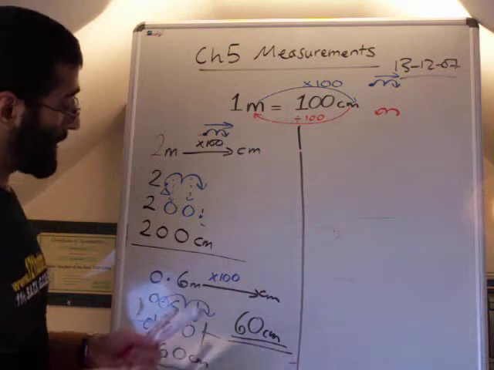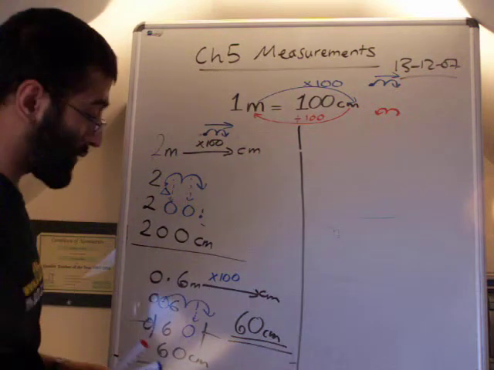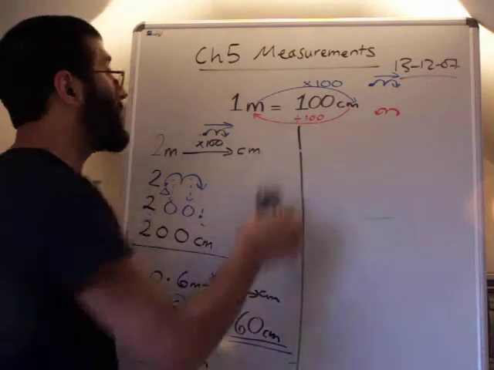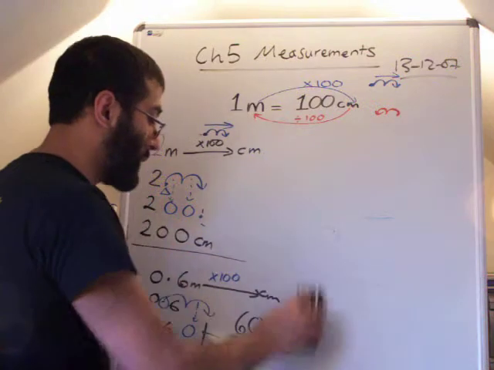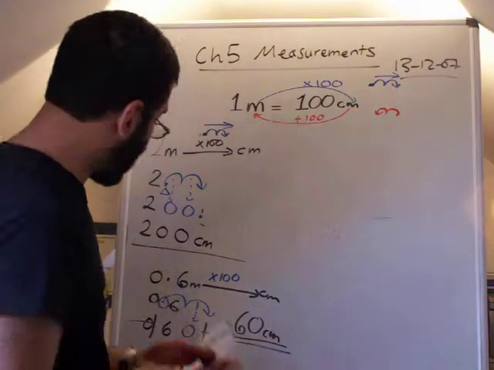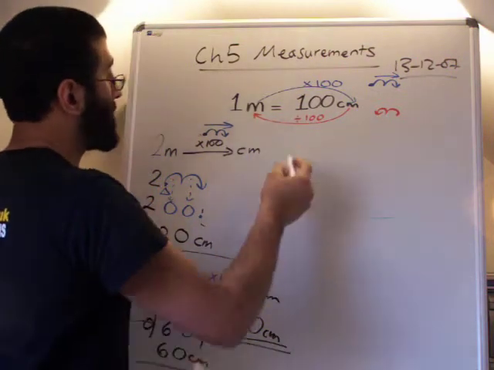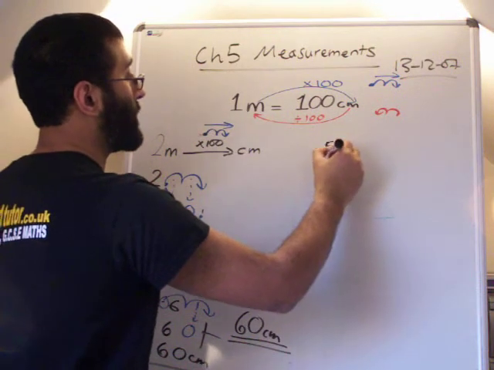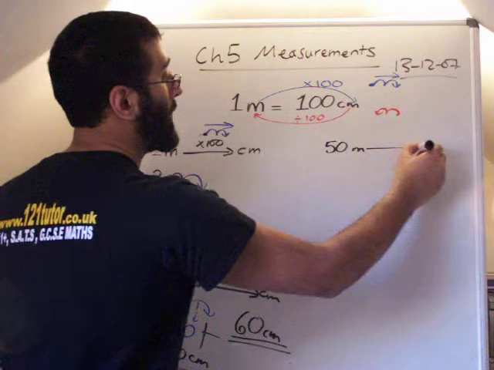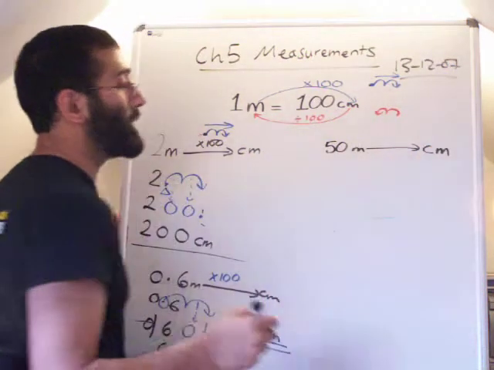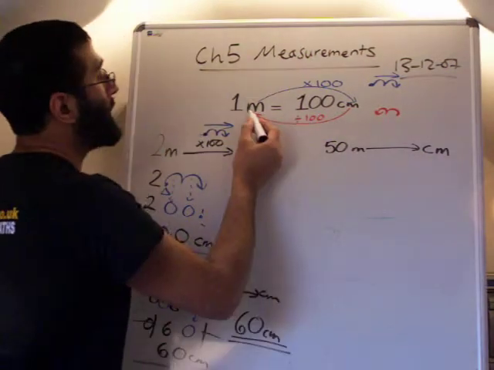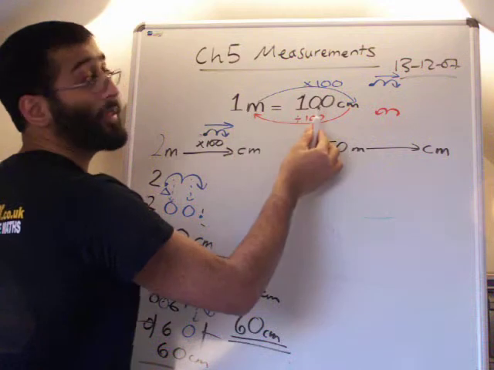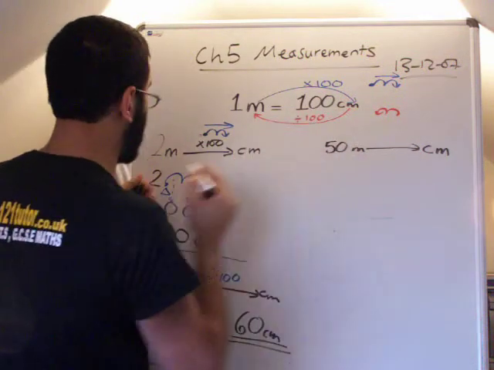Okay, I think we need to do some more examples. We might need to use a bit of the other side of the board, so let's rub this off for the moment. More examples is better. We have 50 meters, and we change that into centimeters. 1 meter is 100 centimeters, so it's times by 100.